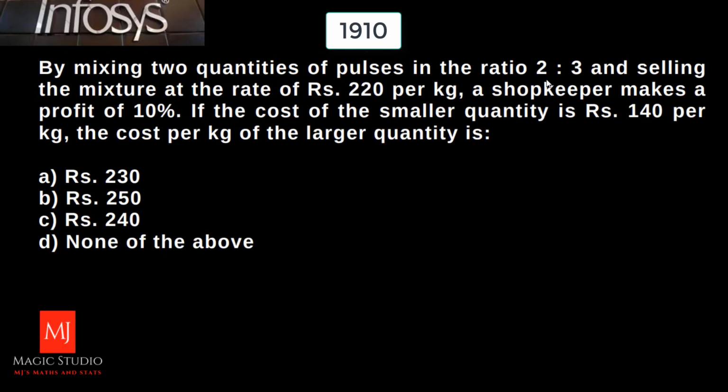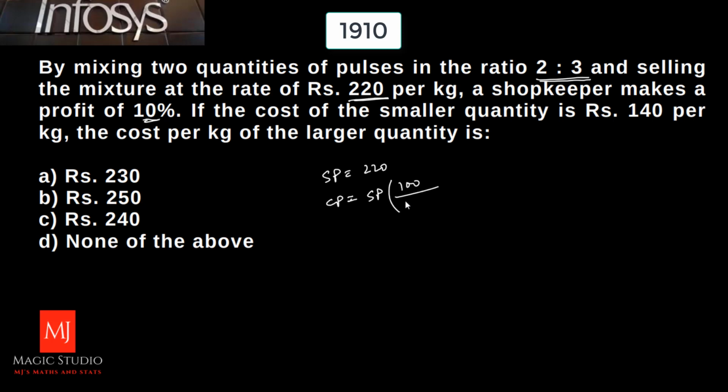By mixing 2 quantities of pulses in the ratio 2:3 and selling the mixture at a rate of 220 per kg, the selling price is 220, and a shopkeeper makes a profit of 10%. We know that CP, cost price, equals SP into 100 upon 100 plus profit. So that would be 220 into 100 upon 110. That means the cost price of the mixture is rupees 200 per kg.